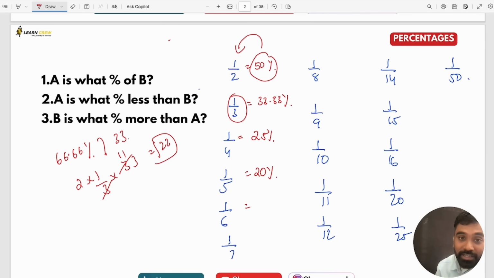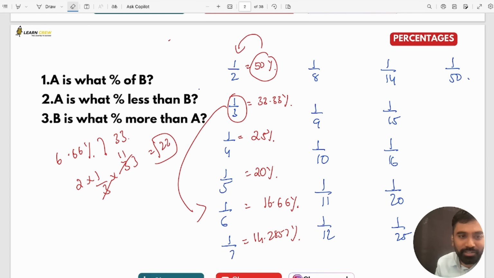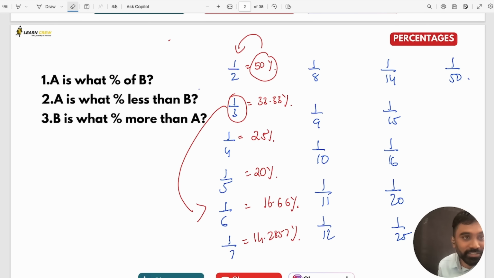1/6 is nothing but half of 1/3. What is half of 1/3? 16.66%. Great. 1/7 is a special number: 14.2857%. So what is so special about it, sir? It is called a cyclic number. Why is it a cyclic number? 14.2857 is nothing but 1/7.